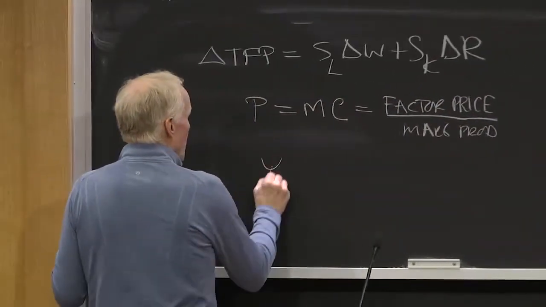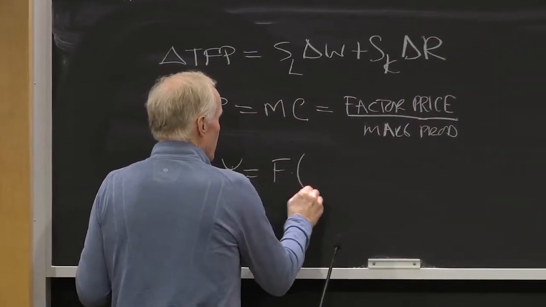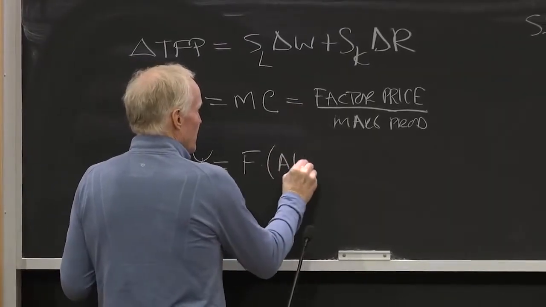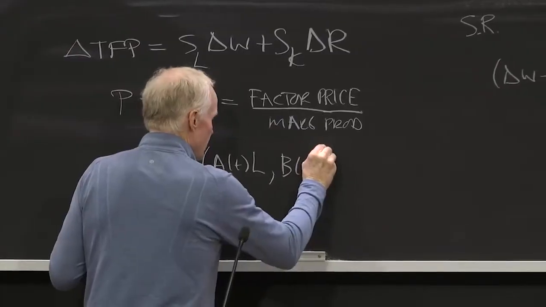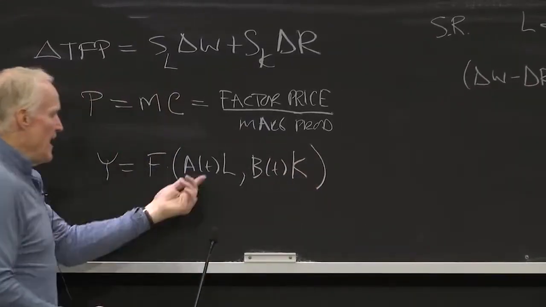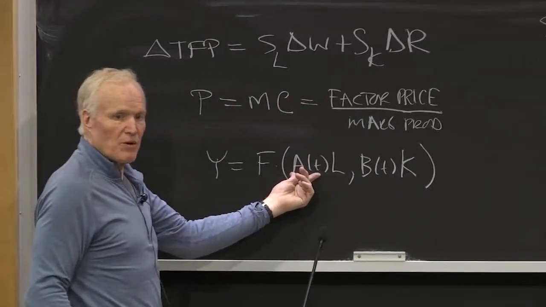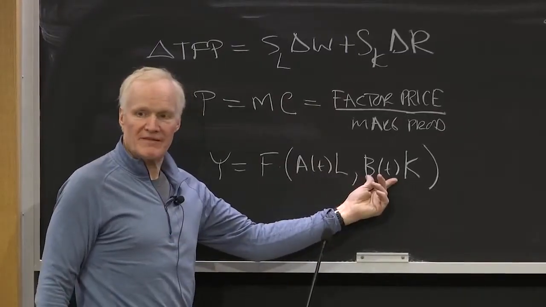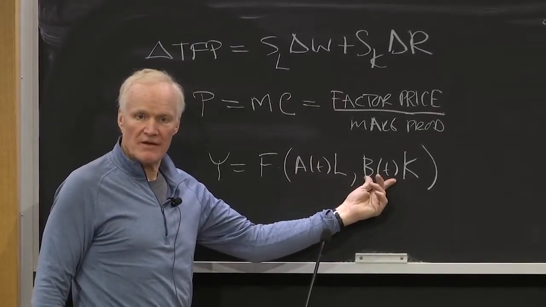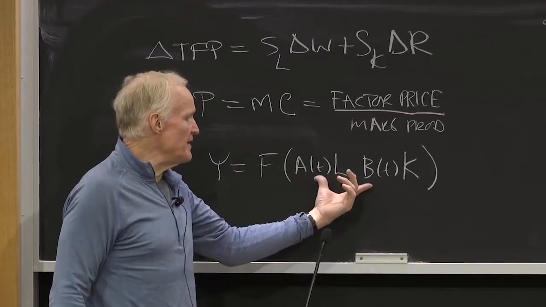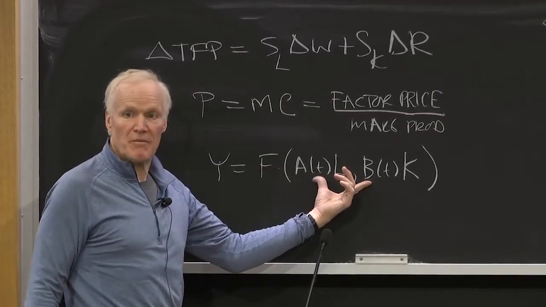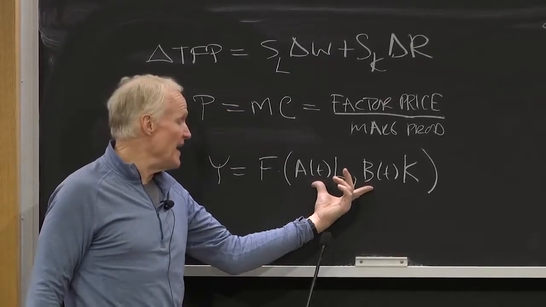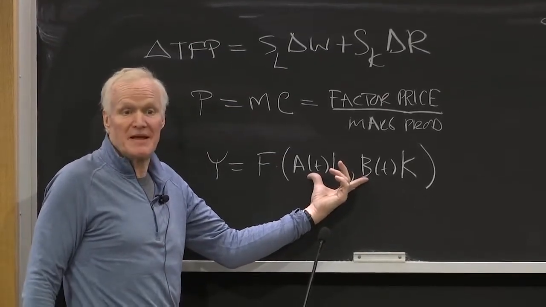They'll say y equals f of A of t times L, B of t times K. And they'll think of A as labor augmenting technical progress and B as capital augmenting technological progress. Turns out they're not really, that doesn't tell you even the direction of technological bias. For example, in the Cobb-Douglas case, A and B really amount to the same thing.